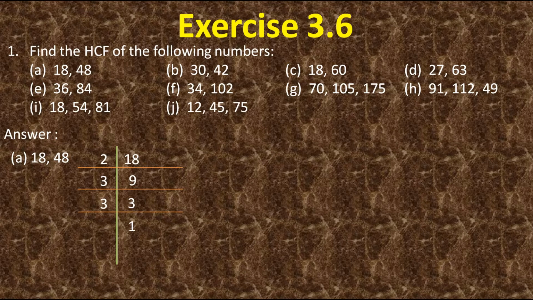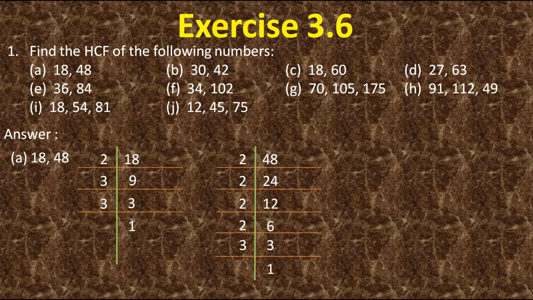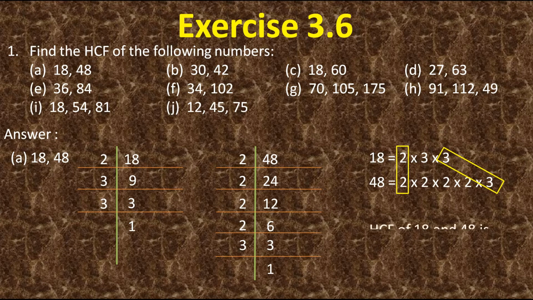Okay, now let's find the prime factorization of 48. Here 2 2s are 4. 2 4s are 8. Next 2 1s are 2. 2 2s are 4. 2 6s are 12. 2 3s are 6. Here all the even numbers end. Here we got now an odd number, and that is the next prime number. So 3 1s are 3. Okay, so the prime factorization of 18 and 48 is this one. Here we got 2 is common and 3 is common, right? Therefore, the HCF of 18 and 48 is 2 into 3, which is equal to 6.